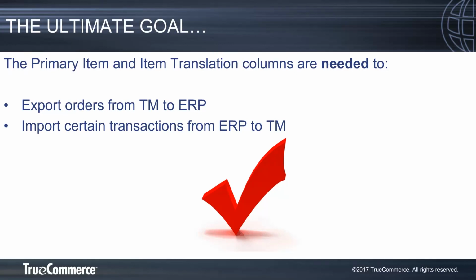Once the Primary Item field and the Item Translation columns are completed, Integrated Customers will be able to utilize the Item Setup table to complete the export of orders from Transaction Manager to their ERP, and to complete the import of certain transactions from their ERP to Transaction Manager. The Item Setup table can also be utilized to effectively complete the creation of transactions by turnaround.